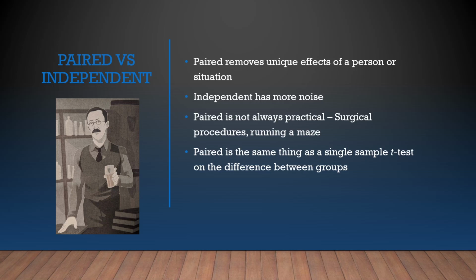Paired samples t-test is kind of the same thing as doing a single sample t-test on the difference between groups. So you subtract time point 2 from time point 1, and then you just have one string of data. It's the difference score between all of those. And then you can just do a one sample t-test on that data. Is that different from 0? And that's basically what you're doing with a paired samples t-test.